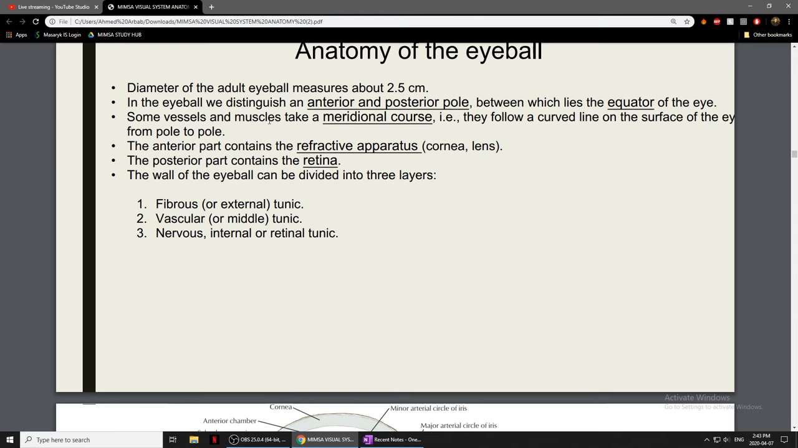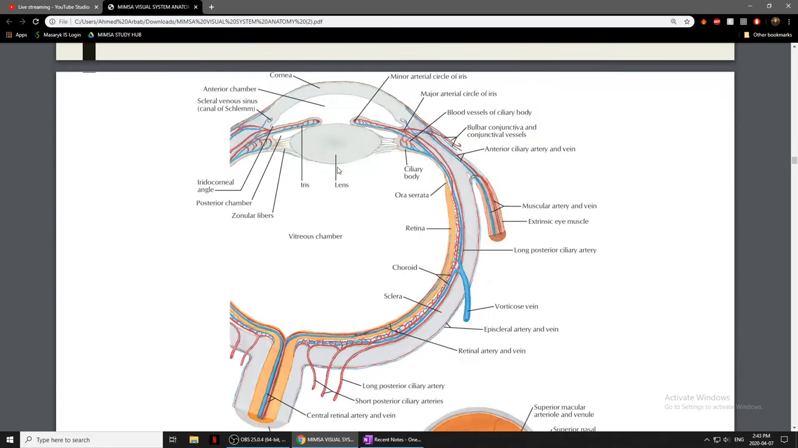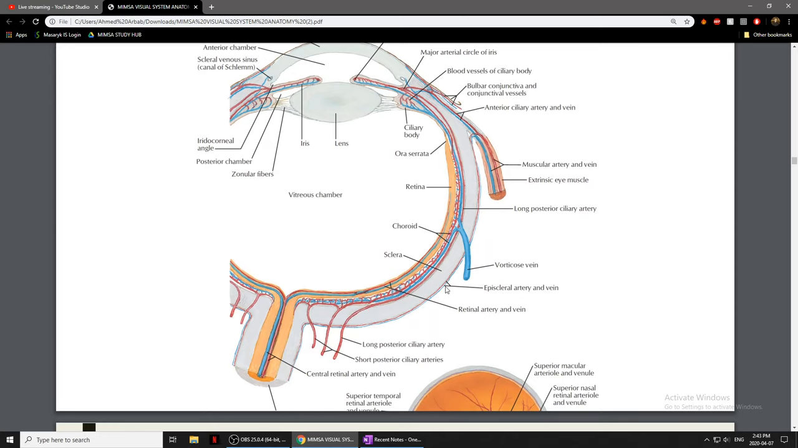Some vessels and muscles take a meridional course, which is a course that follows the outside curved line, so the circumference of the eye from pole to pole. An example of these vessels would be these right here. So the episcleral artery and vein have a meridional course, so they move alongside the outside of the circumference of the eyeball.